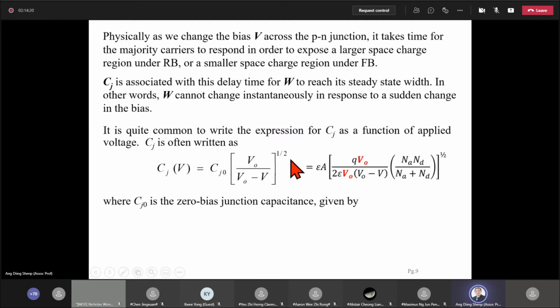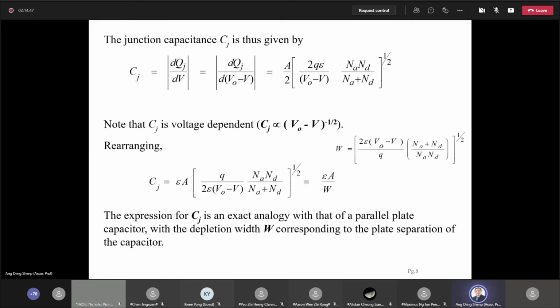It is sometimes more convenient if we express CJ in terms of CJ naught. So what is CJ naught? CJ naught is actually the junction capacitance at 0 bias, or in other words, at VA equals 0. How is this possible? Basically, if you ignore the square root of V0 term, the expression that you see is the junction capacitance expression we derived earlier, which is here.